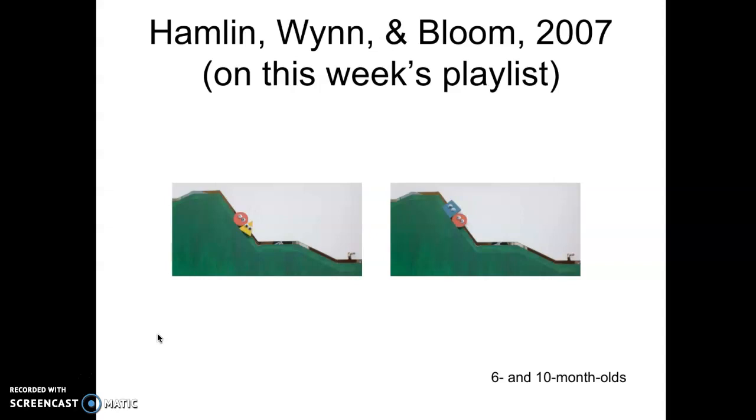And even if you showed them the helper versus the protagonist or the protagonist versus the hinderer, they kind of developed a rank order of preferences where the helper was at the top of the heap and the hinderer was at the bottom. The other thing that they did was they took it down in age from 12 months all the way down to 6 months of age, where they could see these preferences consistently.